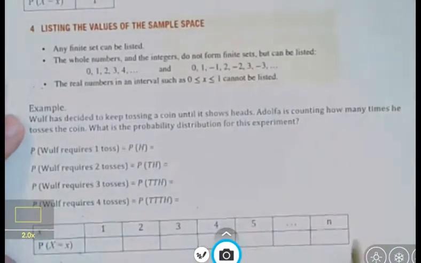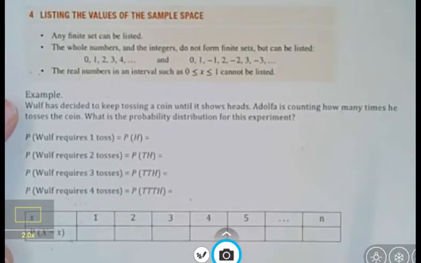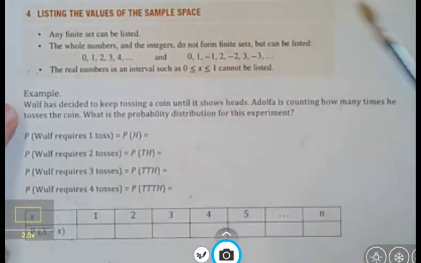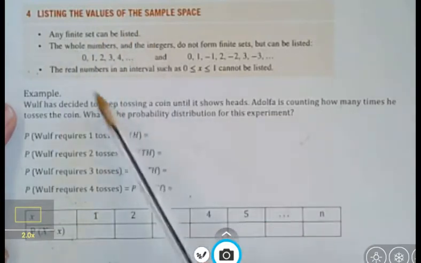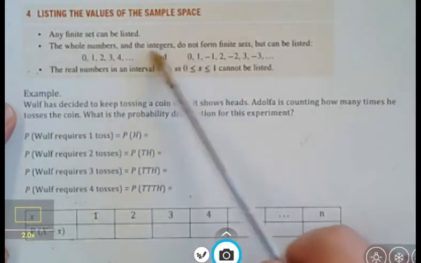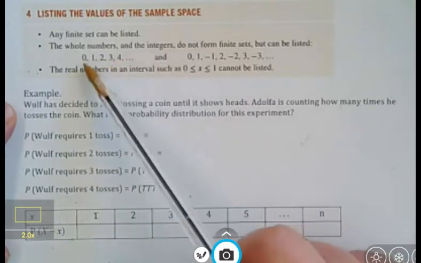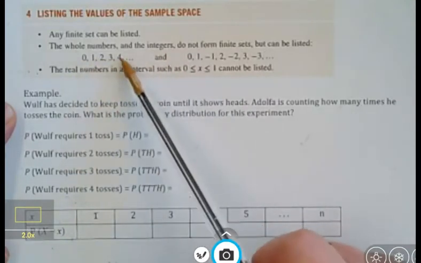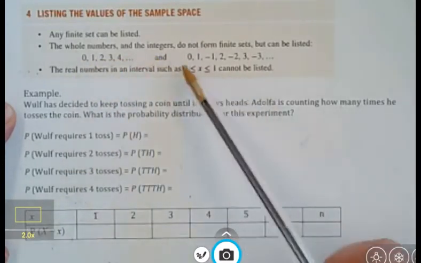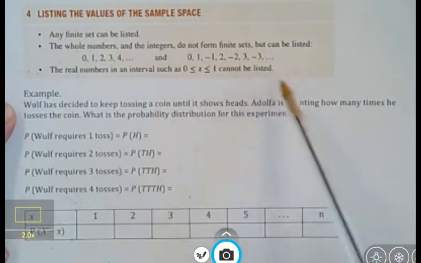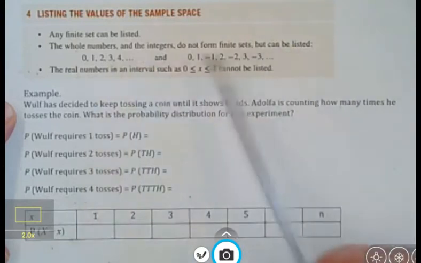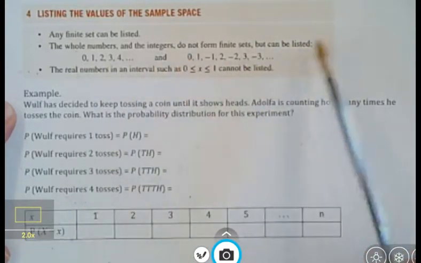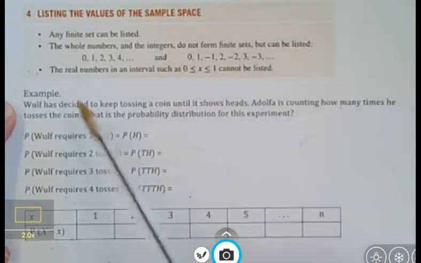Now, just looking at how we list the values of the sample space. Any finite set can be listed. So the whole numbers and the integers, for example, you can see here 0, 1, 2, 3, 4, and that goes on and on and on. And the integers, which are positive and negative numbers as well as 0, can be listed, but they do not form finite sets.